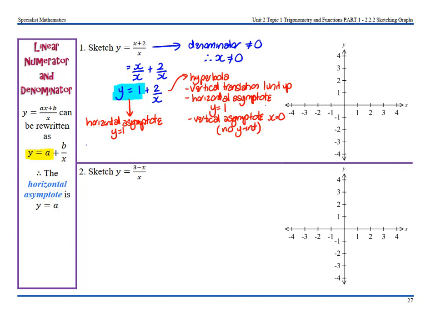Okay, now let's find our x-intercept, which is going to be when y equals 0. So we have 0 equals x plus 2 over x. I should not be working across page, but I've run out of room. 0 equals x plus 2, x equals negative 2. So we have negative 2, 0.